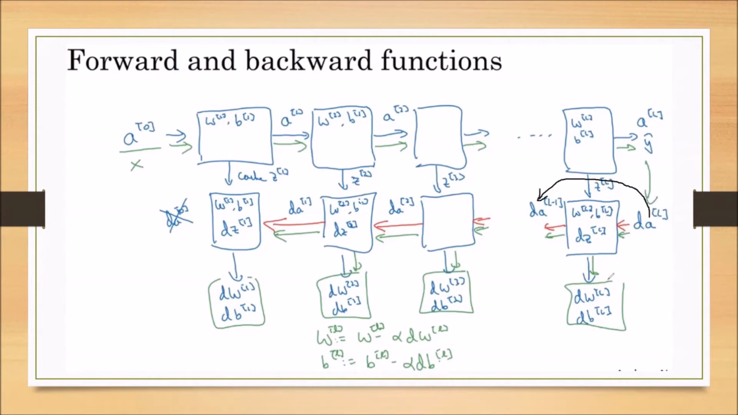In this process, we are getting the dW and dB. By using this dA(L-1), we are calculating dA(L-2). By using dA3, we have calculated dA2. By using dA2, we have calculated dA1.